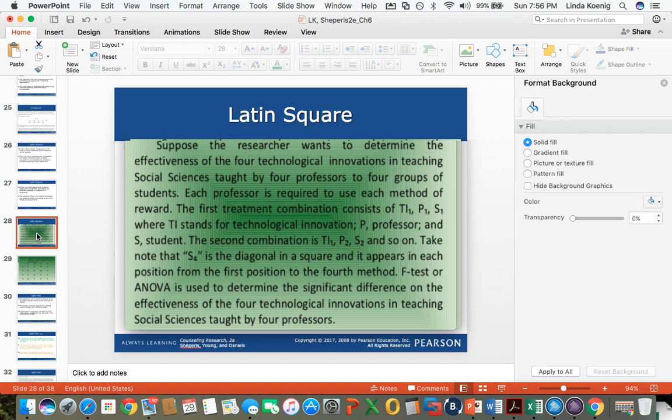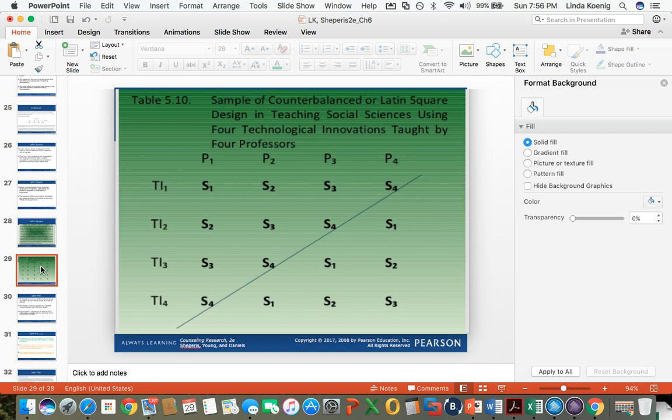All right. So in order to do a statistical analysis on this data, we would use an ANOVA because we want to determine the significant difference on the effectiveness of the 4 teaching innovations taught by the 4 different professors. And we would have a computer do that for us.